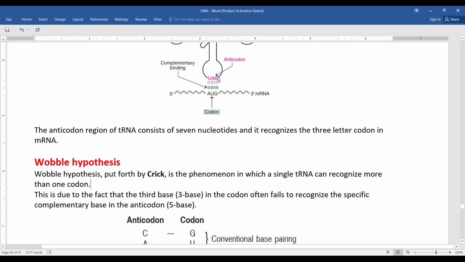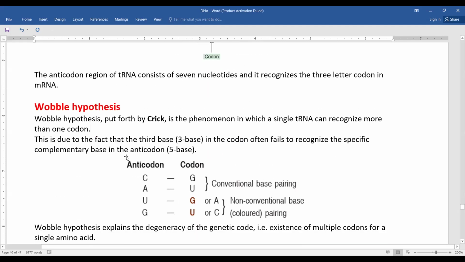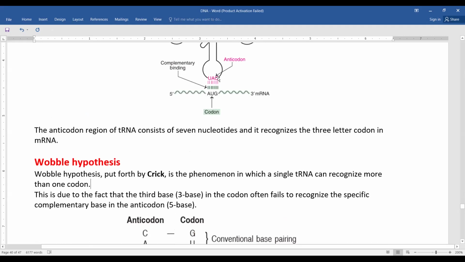Similarly, in the anticodon also the third nucleotide is not important. The first two nucleotides are important. They are enough to make sure that the tRNA stands here. If these two match, this tRNA can stand here. So that is called wobbling. This is due to the fact that the third base in the codon often fails to recognize the specific complementary base in the anticodon.